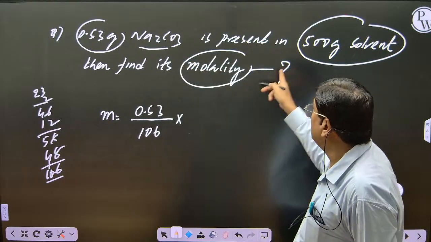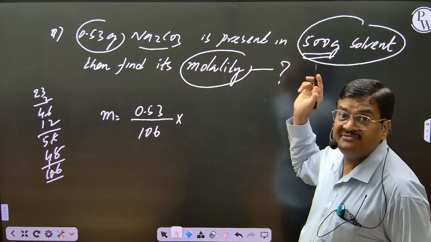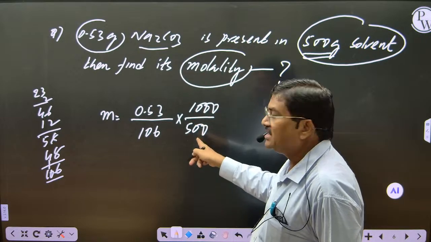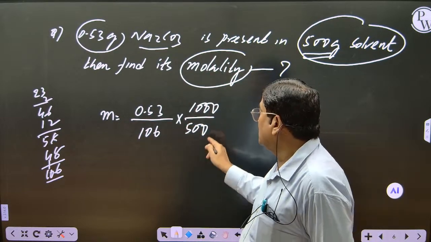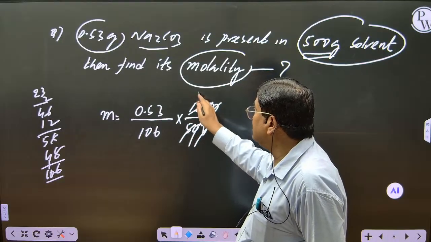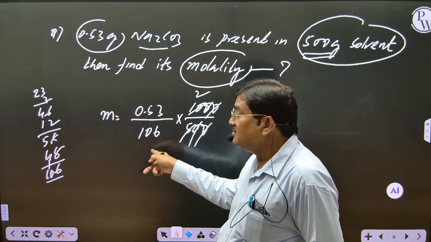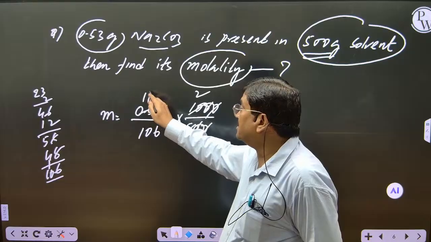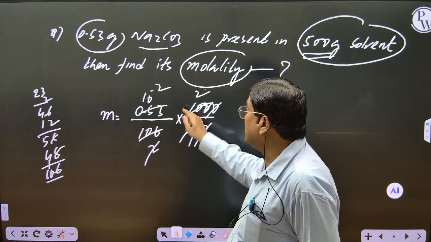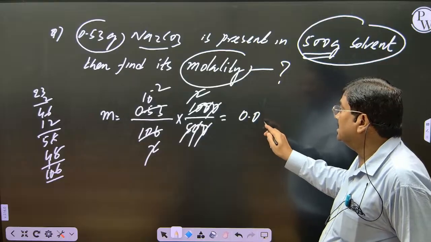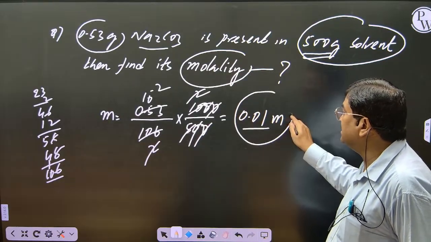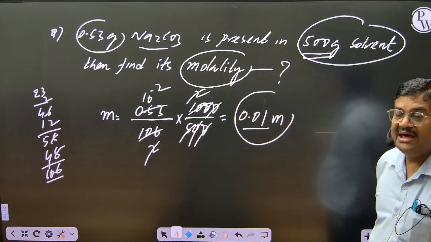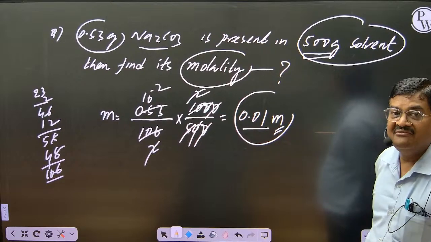But see here, solvent weight is not given in kg, grams is given. So 500 divided by 1000. 1000 goes in the numerator because we have to convert the mass from grams to kg. Now the zeros cancel, 5 will cancel by 2. 53 cancellation value can be taken 106. 106 will cancel 53 by 2 times. So this makes 10 power minus 2 by 2 times it gets cancelled. So the answer comes 0.01 molal. Check the answer is coming 0.01 or not. On simplification you have to get 0.01 molal. For the unit you have to mention small m, or you can even write mole per kg.